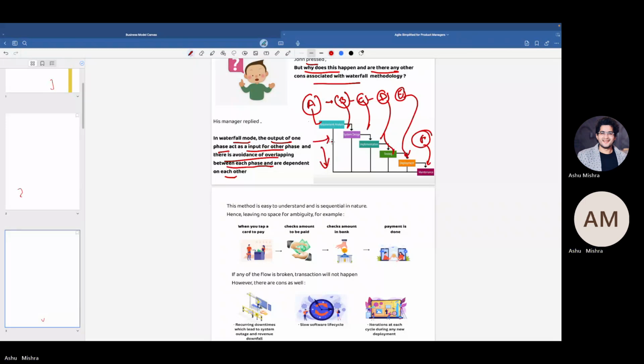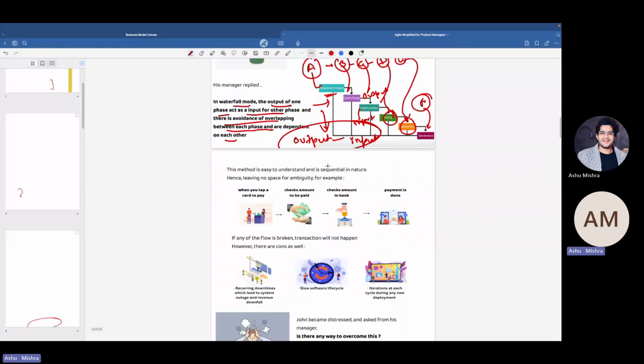And the second part is that the output of one step becomes the input of another. So output essentially is becoming the input. Okay, great. So let's move ahead.